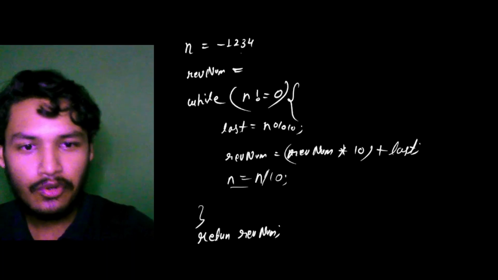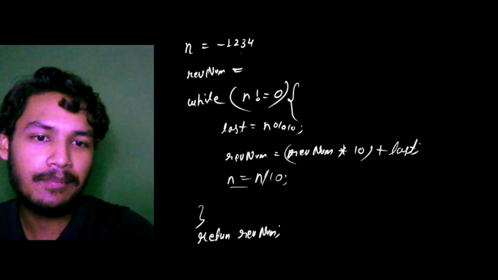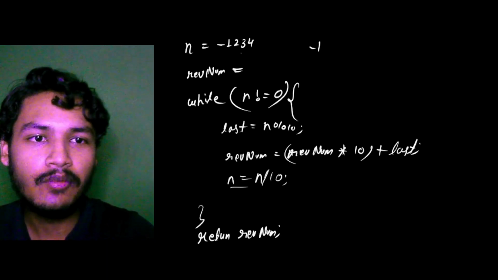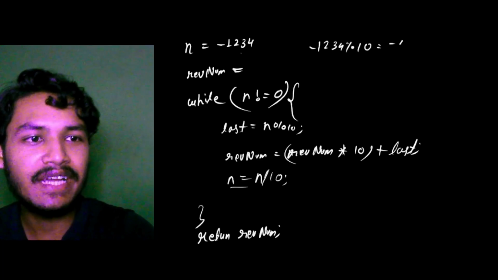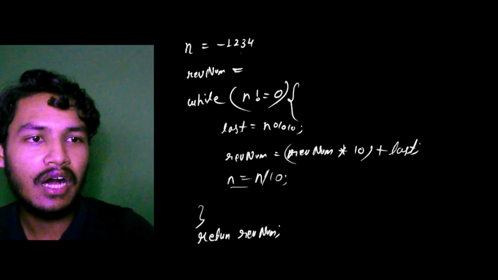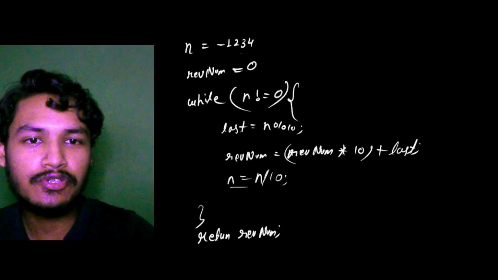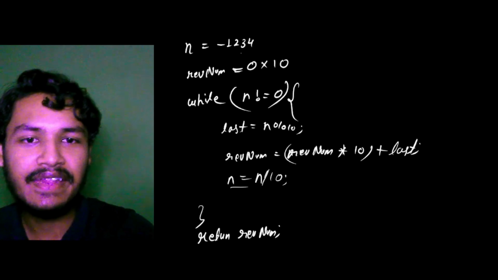So we will run the code. What will happen if you try to take modulus of -1234 with 10? We will get -4. So initially we will have 0. We will multiply this with 10, and then what will we do?